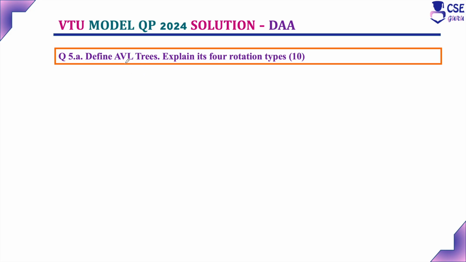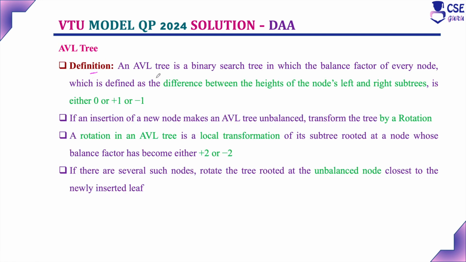Question number 5a. Define AVL trees. Explain its 4 types of rotations. It is a 10-mark question. Definition for an AVL tree.